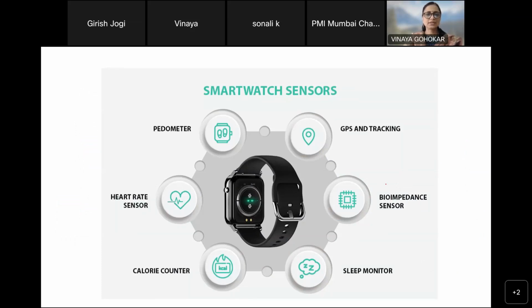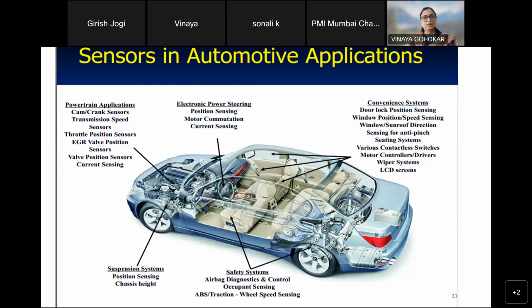Similar is the case with a smartwatch. A simple smartwatch can help you measure n number of parameters. Again, this is one of the fields where n number of IoT application possibilities or opportunities are coming.